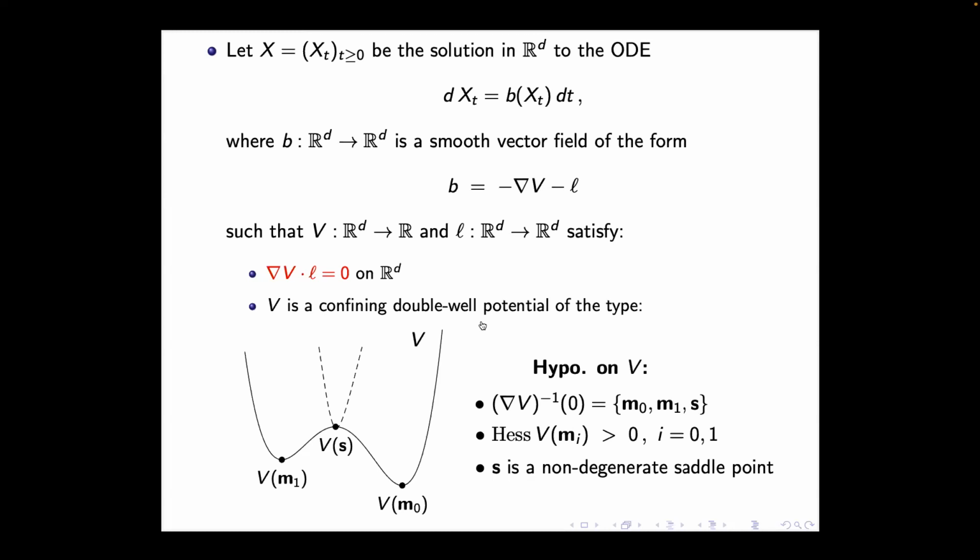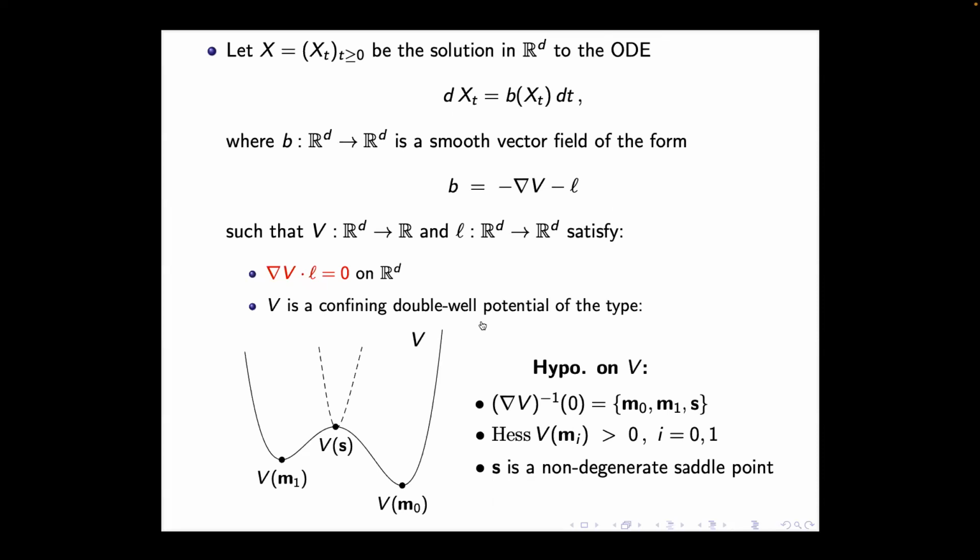dX_t = b(X_t) dt, where b is a smooth vector field, which has a gradient term minus a vector field term L, such that the vector field L is everywhere orthogonal to the gradient field. And we assume, moreover, for simplicity, that V is a confining double well potential. That is, V has this form. And I assume that V admits precisely three critical points: two non-degenerate minima, m0 and m1. So m0 is a global minimum and m1 is a local one, and a non-degenerate saddle point at s, which means that the Hessian of V admits one negative eigenvalue at s and d minus one positive eigenvalues.